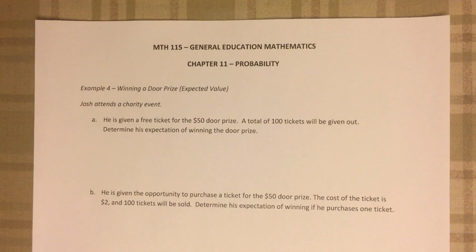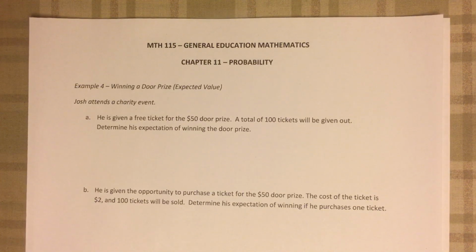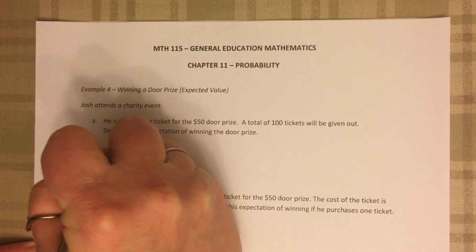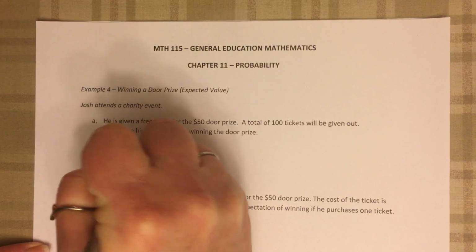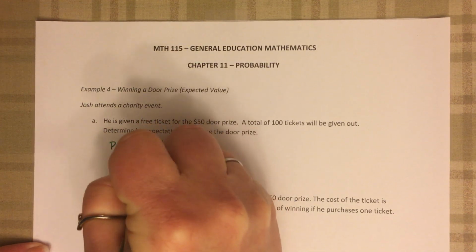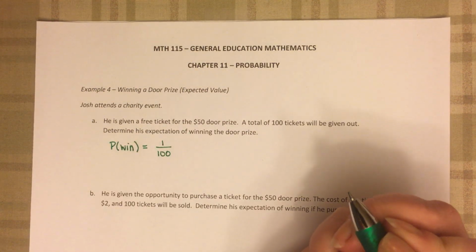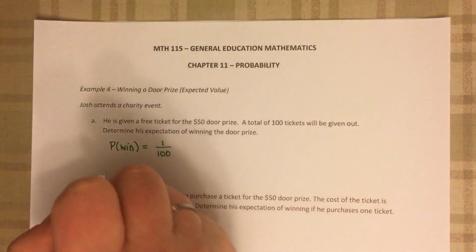So in example 4, Josh attends a charity event. At this charity event, in example A, he is given a free ticket for the $50 door prize. A total of 100 tickets will be given out. So we want to determine his expectation of winning the door prize. He is given exactly 1 ticket. There are 100 tickets that are given out. So his probability of winning is 1 out of 100.